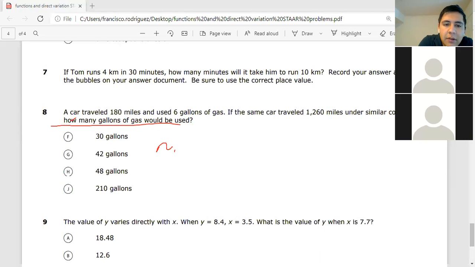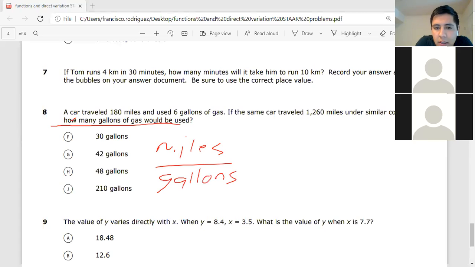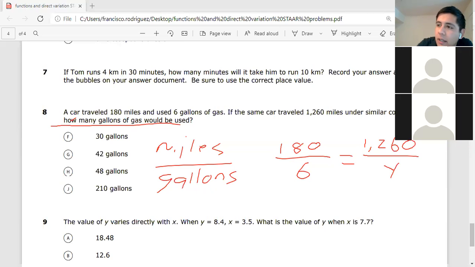So now, Haley, you're saying you put miles over gallons, right? Yes, sir. Again, it doesn't really matter what we do. Miles over gallons or gallons over miles is the same thing, okay? But it makes sense, so we could do 180 divided by 6. That's one part of the equation. Now, what's the second part? 1,260 over Y, or over X, or over G, because we're looking for gallons. Doesn't really matter.